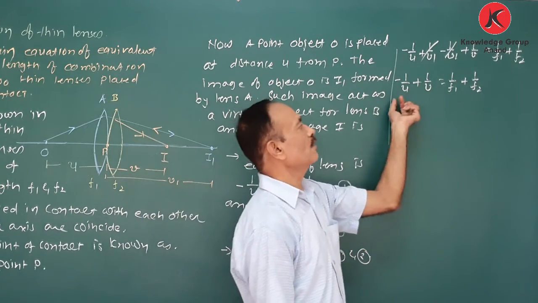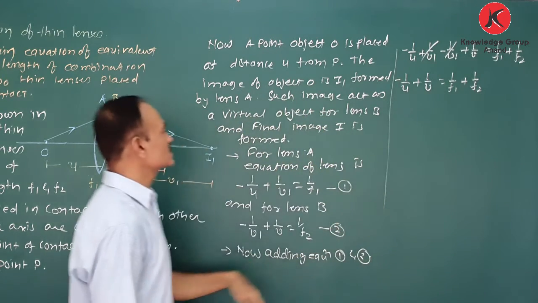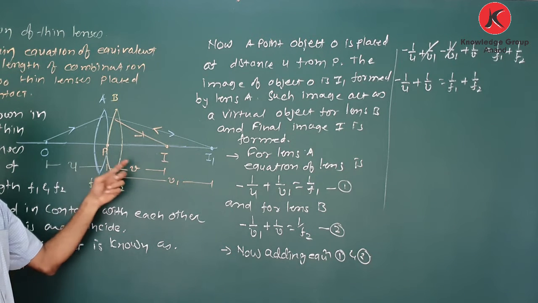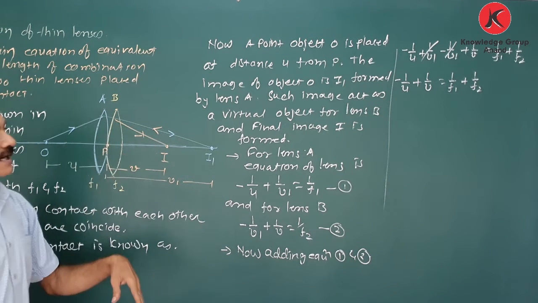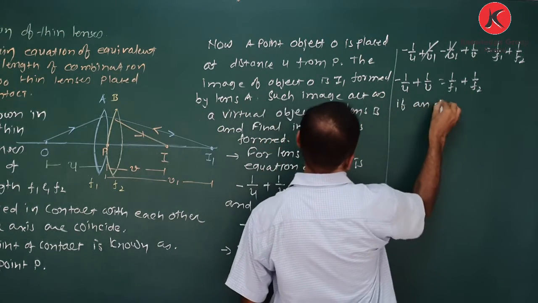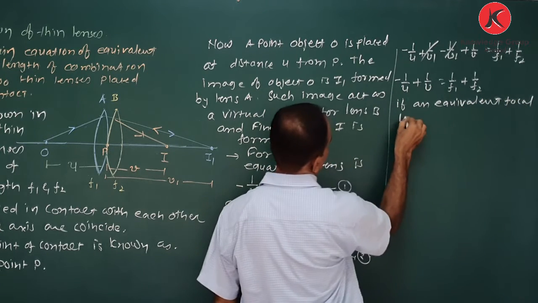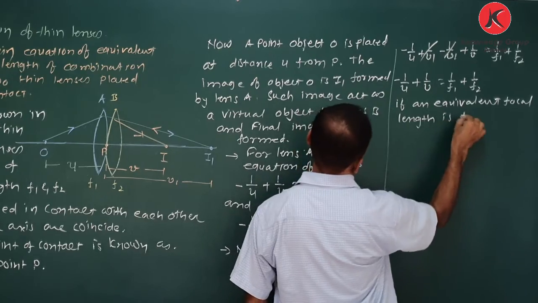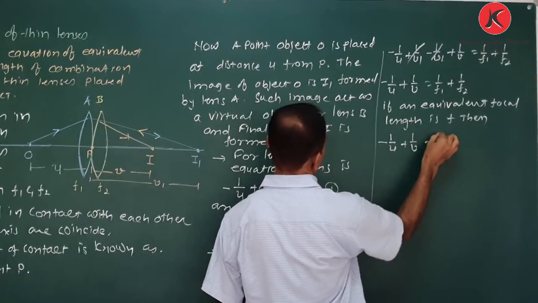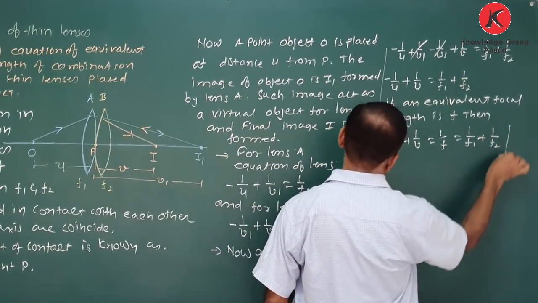So that shows that the object distance is u and the final image distance is v. That means we use a single lens instead of these two lenses. At that time, the object distance is u, the image distance is v. Suppose the equivalent focal length of this lens is f. Then minus 1 upon u plus 1 upon v is equal to 1 upon f, which is equal to 1 upon f1 plus 1 upon f2.